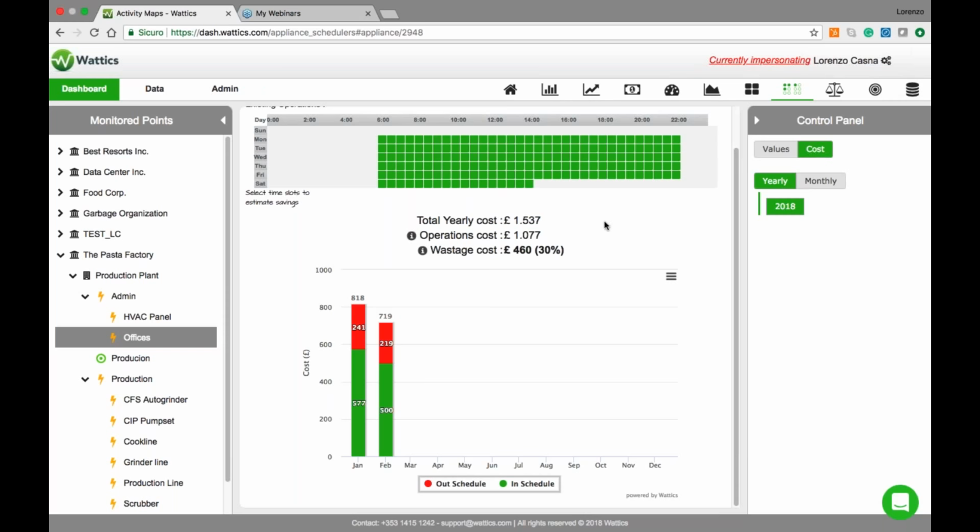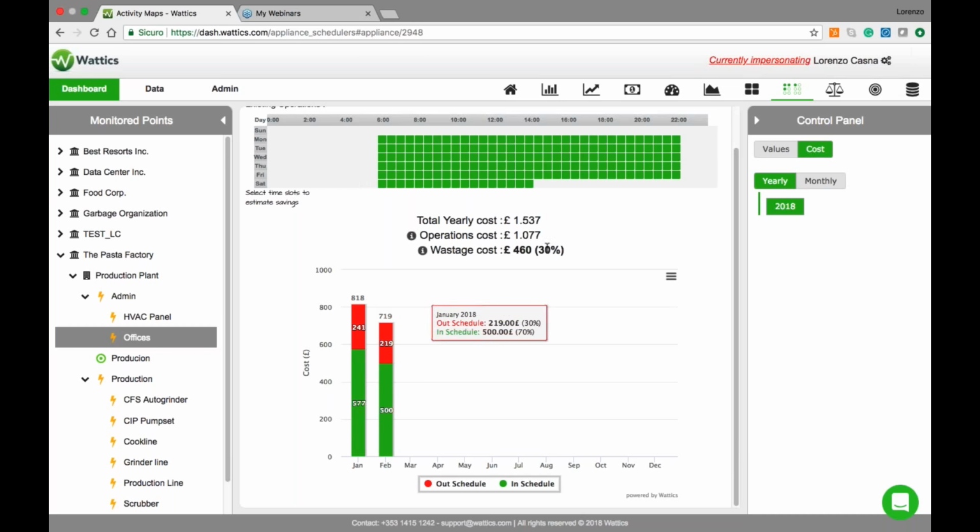And as for the operation costs, it refers to the green boxes that we have, to the actual time in which we want the consumption to take place. So here, this is the consumption that is actually on schedule, and it's 1,077 pounds. As for the wastage cost, this is the money that we are spending for energy that is consumed outside the expected times. So during the night, during Sundays, and early in the morning.